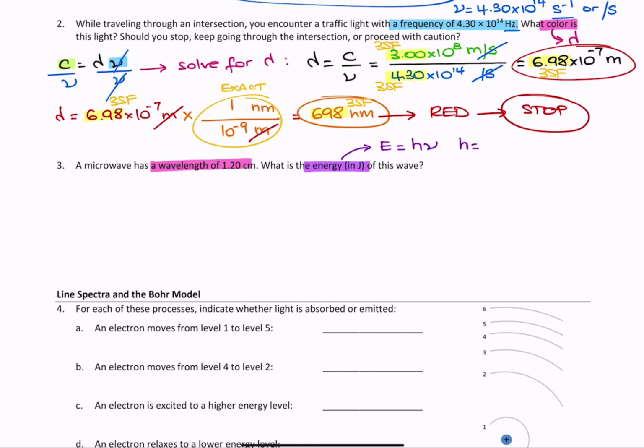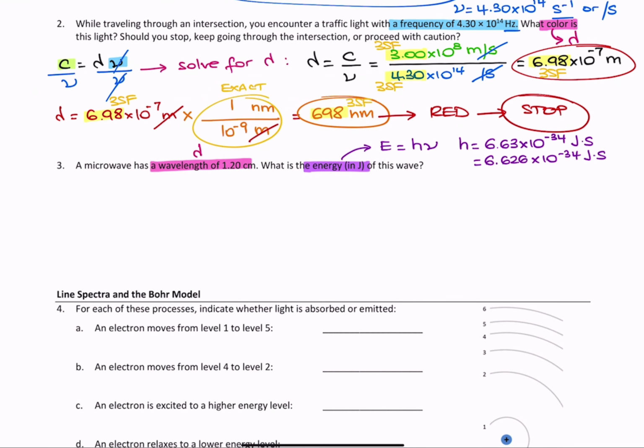H, the Planck constant, is a constant equal to 6.63 times 10 to the negative 34 joule second, or you might have something with more accuracy, 6.626 times 10 to the negative 34 joule second, depending on the accuracy. So here we're given the wavelength.